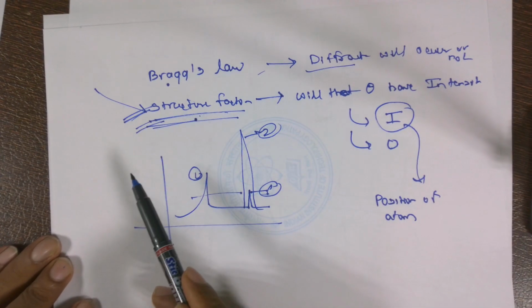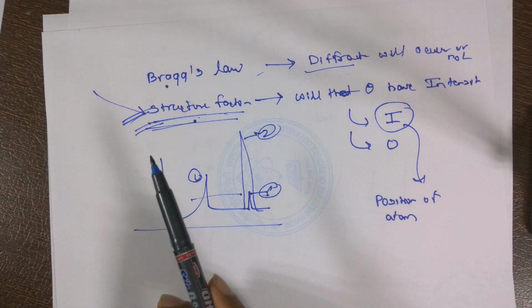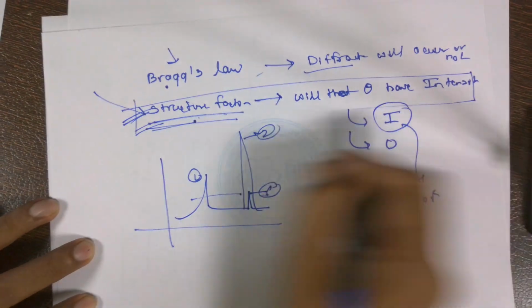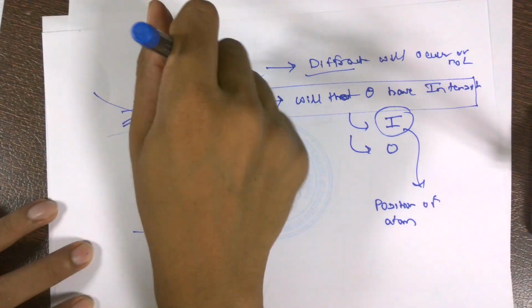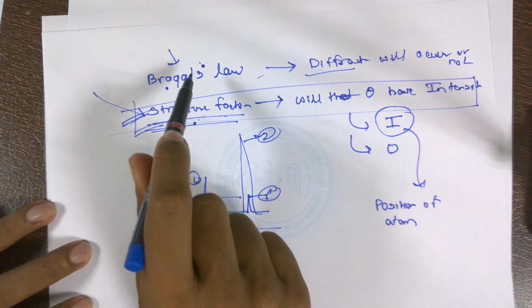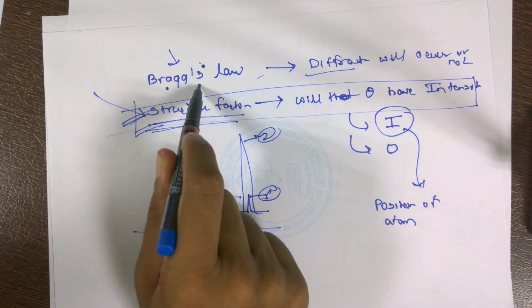Okay. So now let's say that the diffraction is not happening. The Bragg's law is not satisfied. There is no need to discuss the structure factor itself. So Bragg's law is necessary. If the Bragg's condition is not satisfied, you won't see a peak at all.